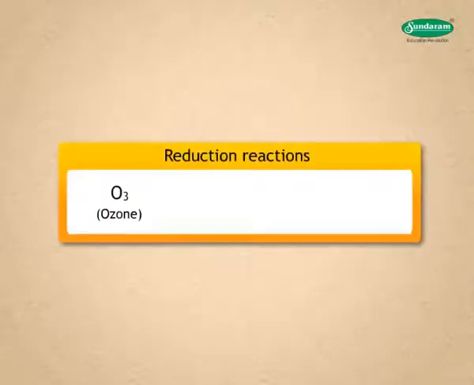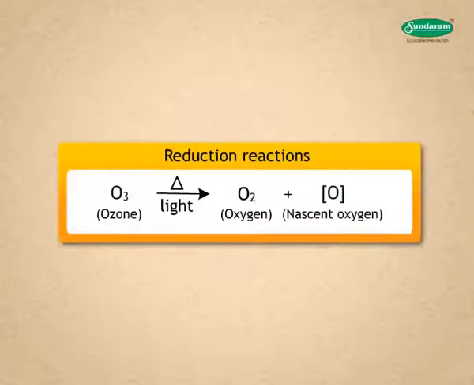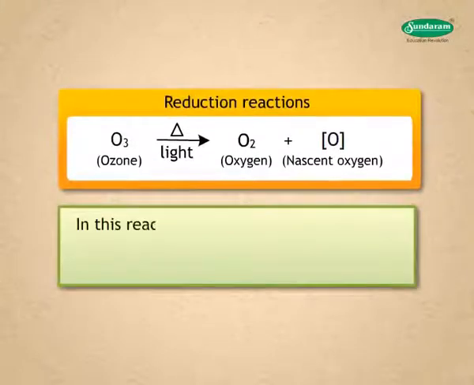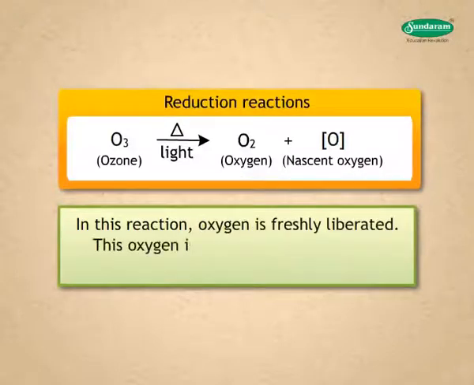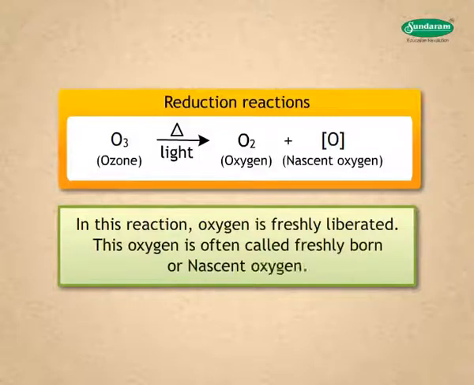O3, that is ozone, in presence of light and heat gives nascent oxygen. In this reaction, oxygen is freshly liberated. This oxygen is often called freshly born or nascent oxygen. In a chemical equation, nascent oxygen is always denoted by showing the symbol of oxygen in square brackets.